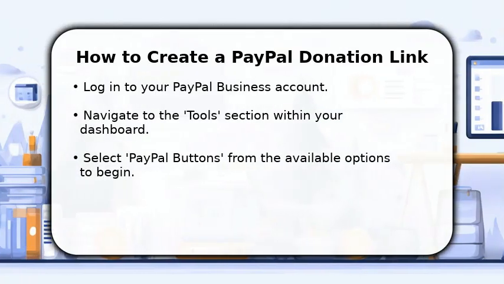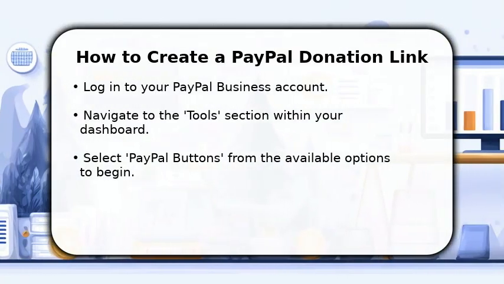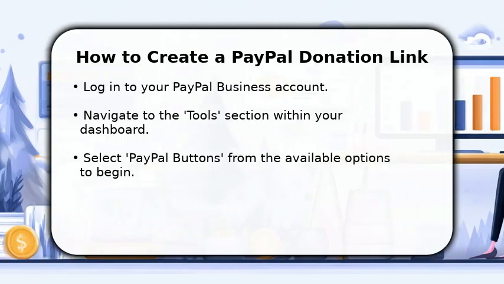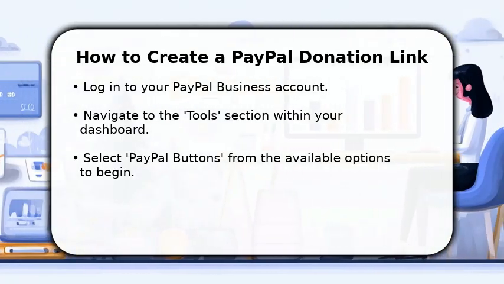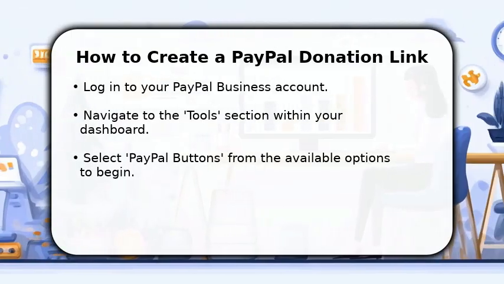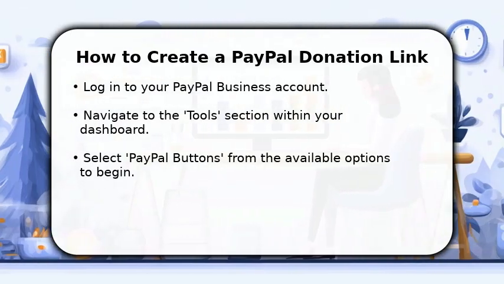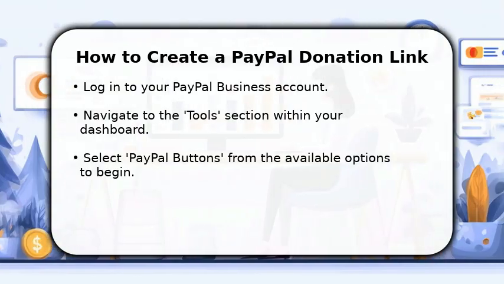In this video, I will show you how to make a PayPal donation link. First, log in to your PayPal business account. Once inside, navigate to the Tools section, usually found in the main menu. From there, you will select PayPal buttons from the list of available options.